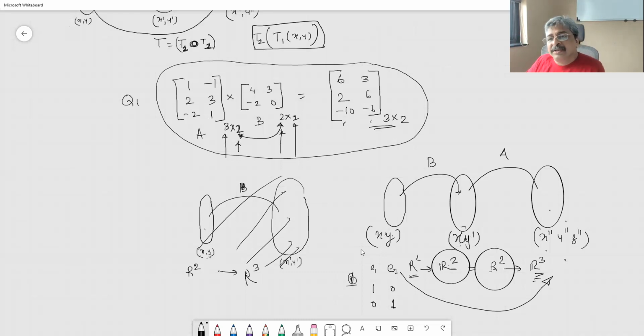Therefore, the middle set that you have will have only one dimension, and hence, why should we have the number of columns of the first matrix and the number of rows of the second matrix equal? It is because it is composition. And if you want to have a succession, the middle set must have only one dimension. You cannot say when we are considering B, the middle set has got two dimensions. When we are considering A, the middle set has got three dimensions. It is not possible. Therefore, they must be common.